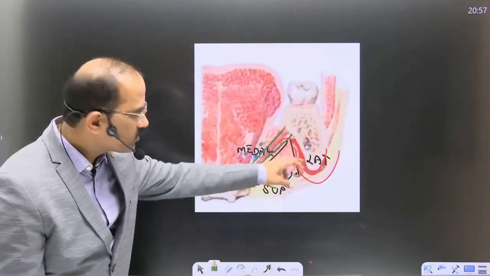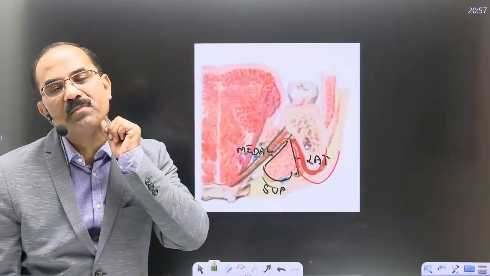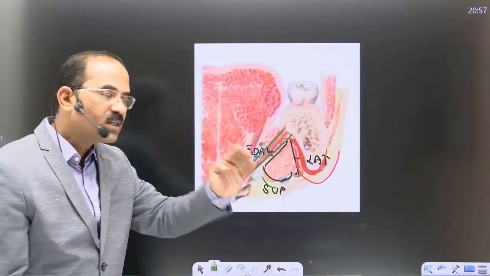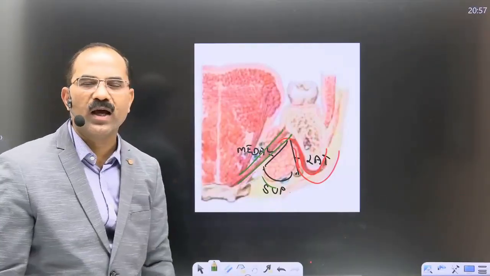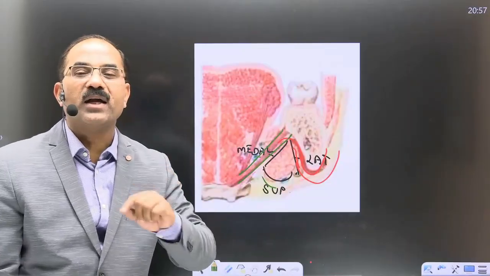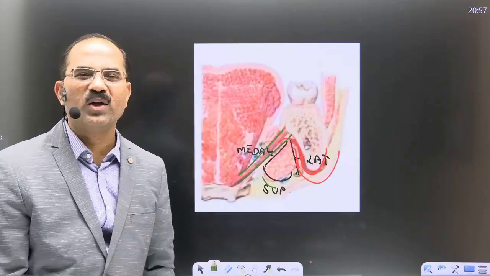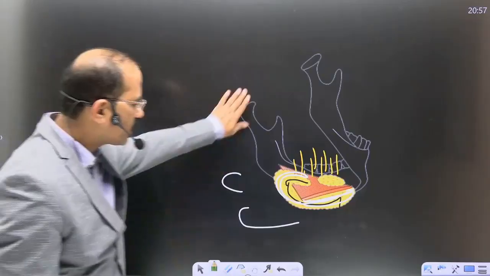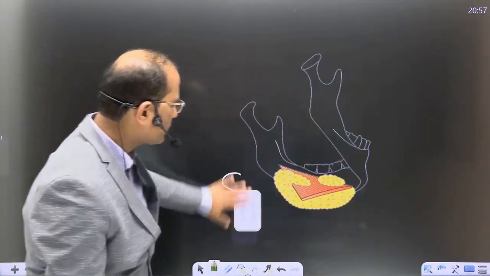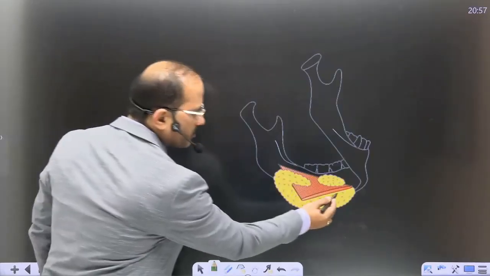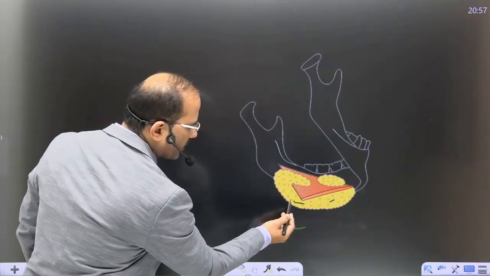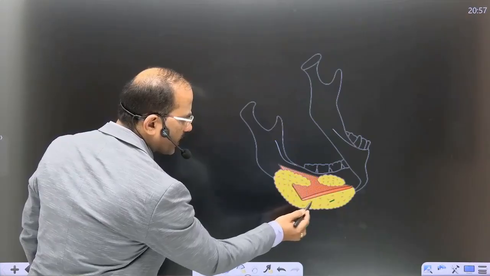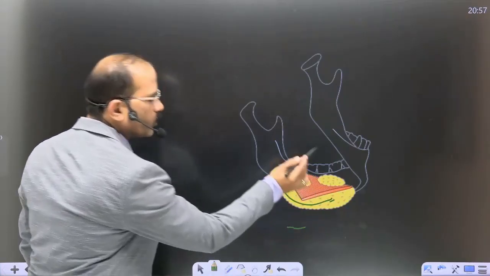The lateral surface of the gland would be related to the mandible and the facial artery. The medial surface would be related to the mylohyoid muscle and the mylohyoid vessels and nerves. Are you following this? So that's the superficial part of the gland. Now this superficial part will turn around. It will wind around the mylohyoid and it goes inside.